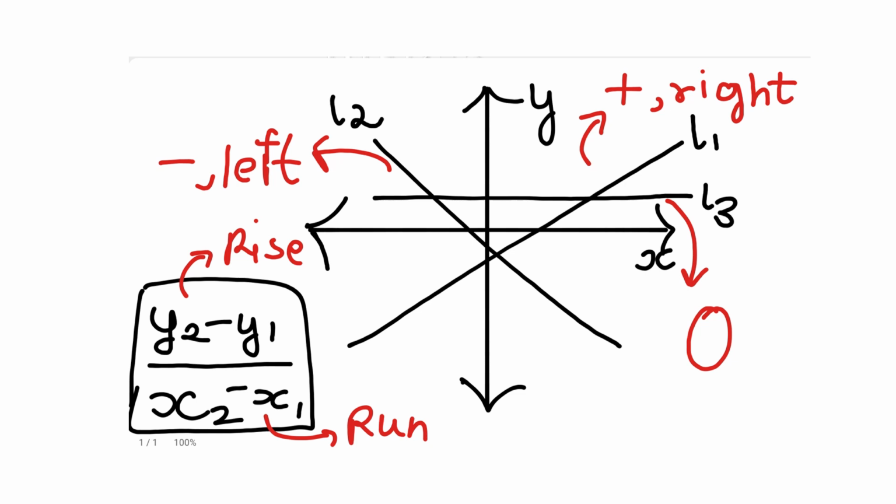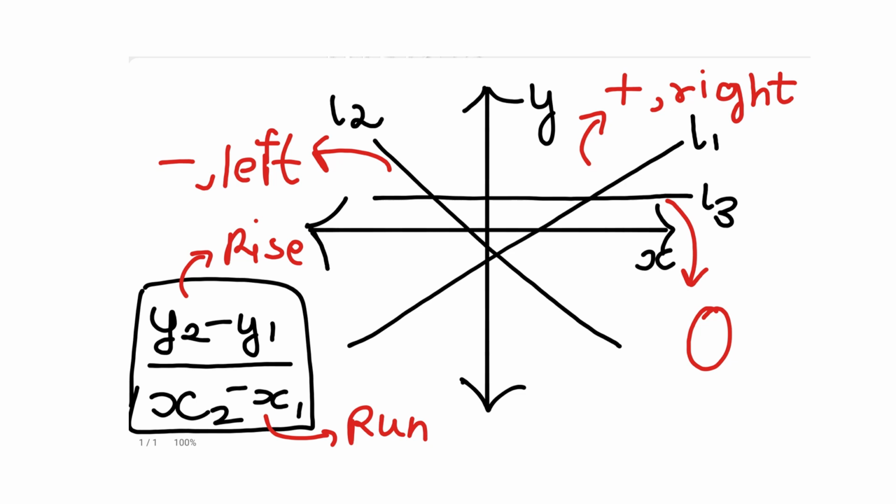Now, let's look at different lines on the coordinate plane. Over here, L1 is sloped towards the right and it has a positive slope. A slope represents the steepness of a line. And now, let's look at L2. It is sloped towards the left, which means that its slope is negative. And finally, L3 is horizontal and its slope is 0.